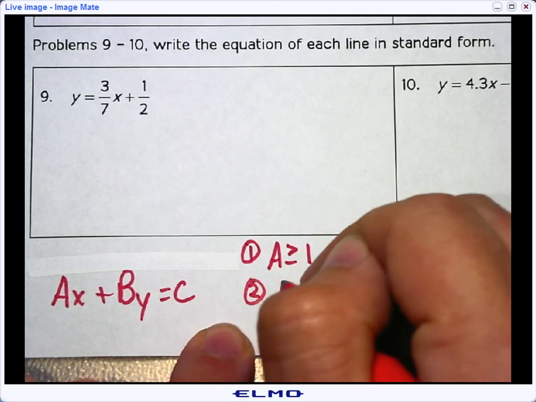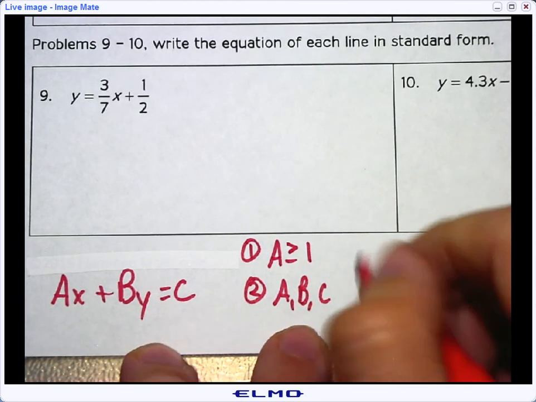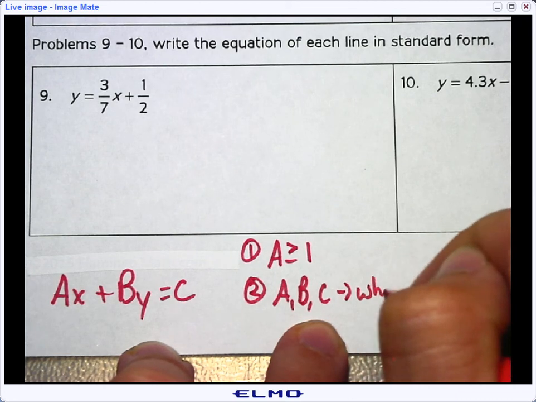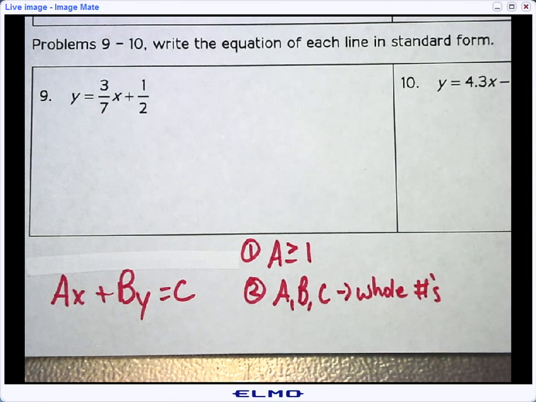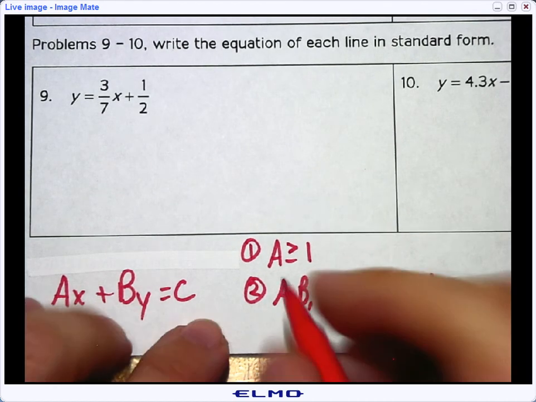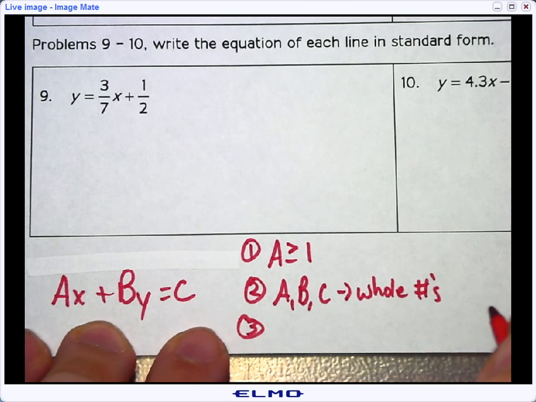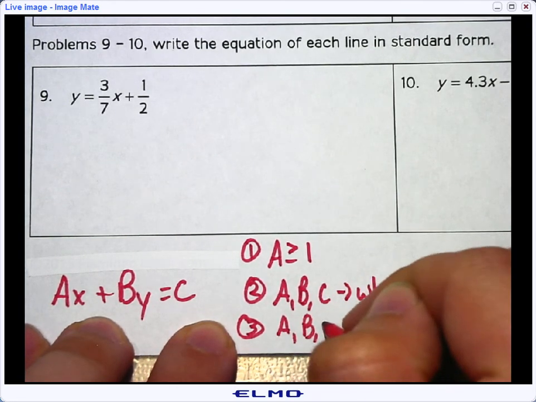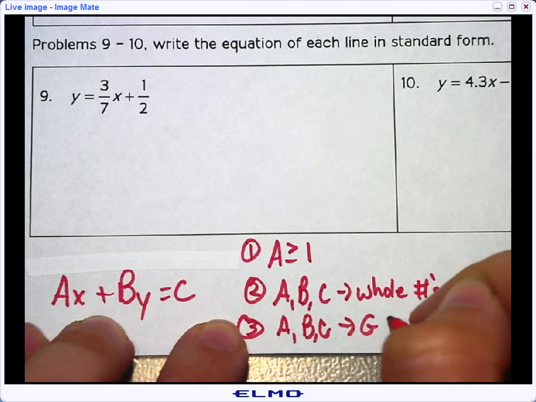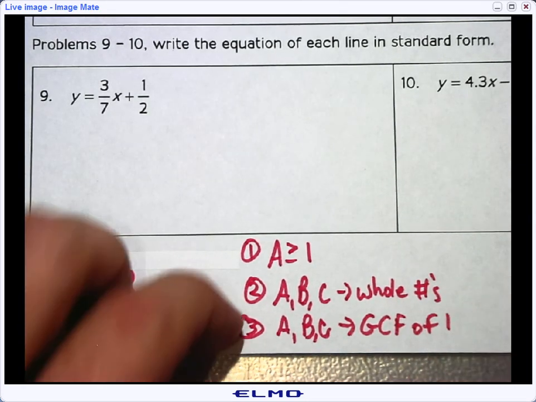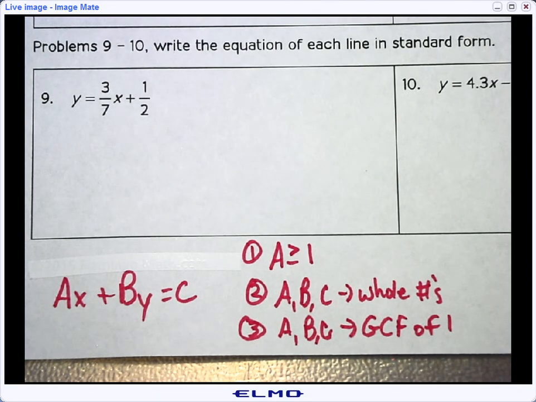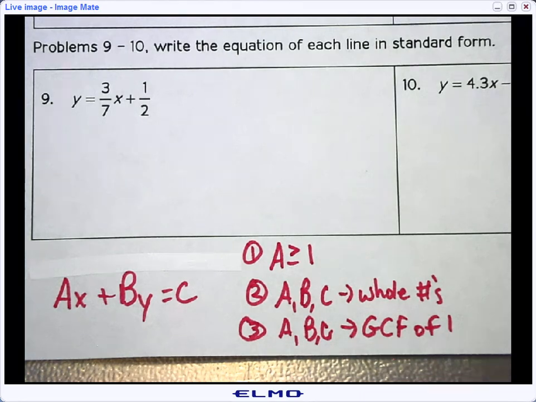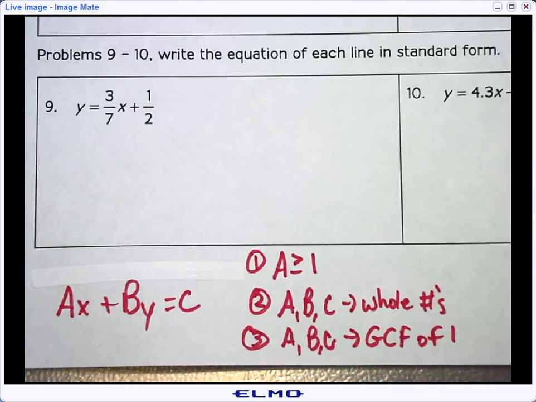The second thing, your A, your B, and your C have to be whole numbers. In other words, no fractions, no decimals. So we can't have fractions or decimals to be in standard form. And then part 3, the A, the B, and the C have to have a GCF of 1. What that means is if you look at the A, the B, and the C, and there is a number that will divide into all 3 of those, we have to divide by that number so that it has a GCF of 1. So let's take a look at number 9.